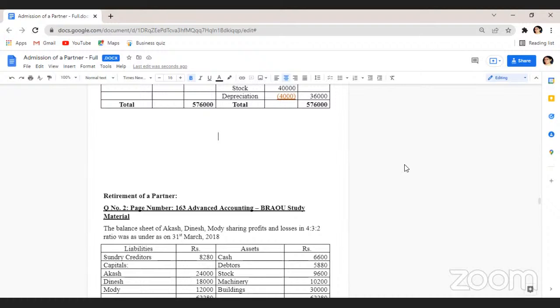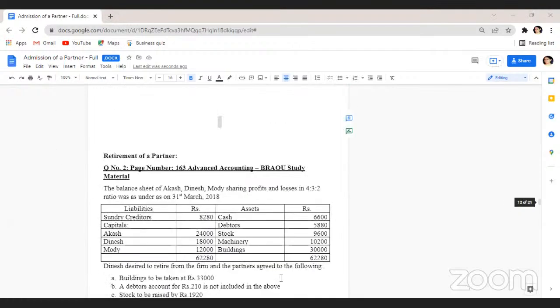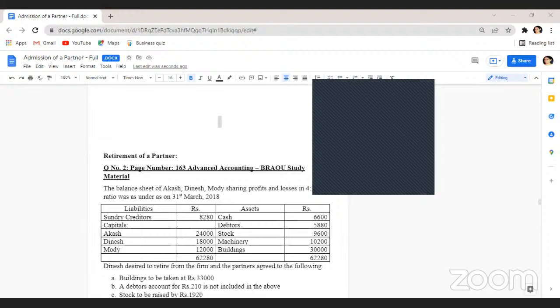Excuse me, ma'am. In the partners' capital account, the reserve fund is there, na ma'am. Do we have to mention the reserve fund now? Your reserve fund we already took, right? It will not come again in the new balance sheet. In the partners' capital account, again we have to divide the reserve fund in the ratio, ma'am. The reserve fund we are supposed to divide in their old ratio only.